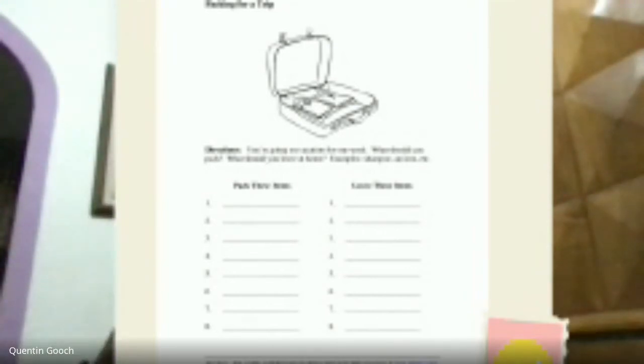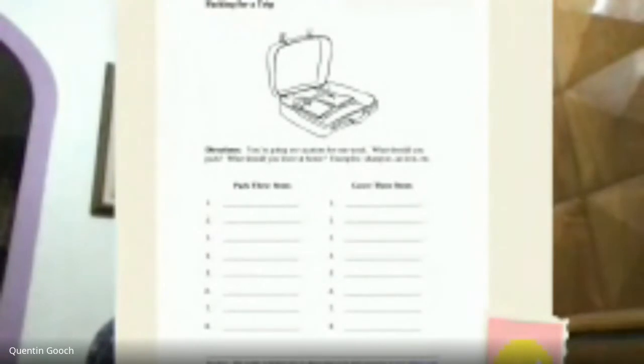Make a list, okay, of things that you would take with you, things you would pack for vacation, and then also think of some things that you wouldn't take with you. Because we don't take everything with us on vacation.